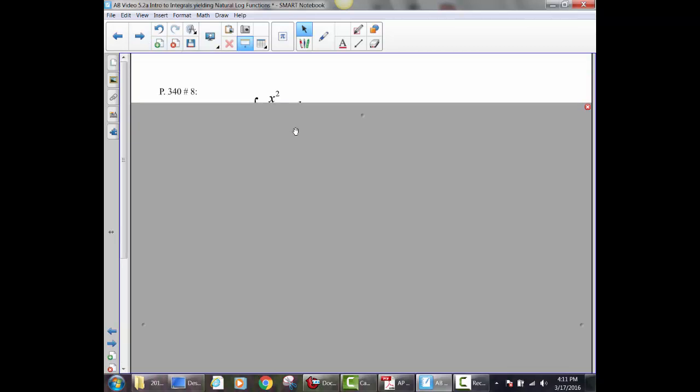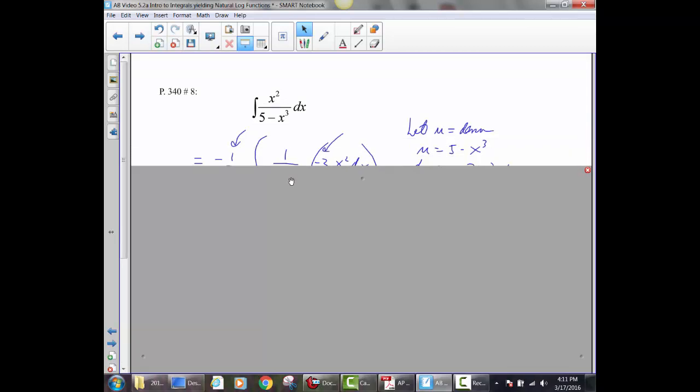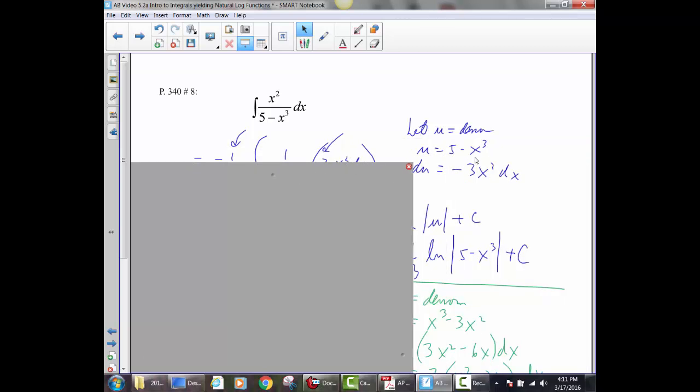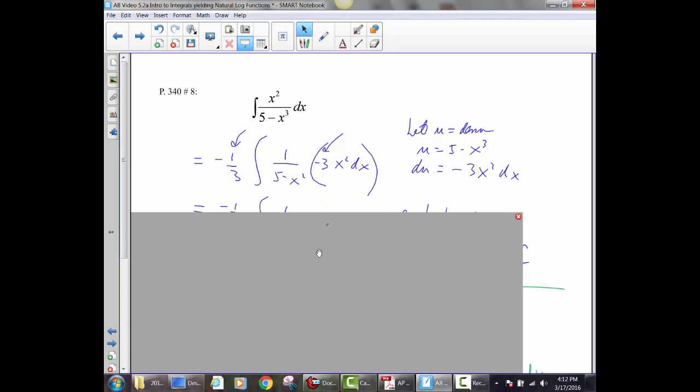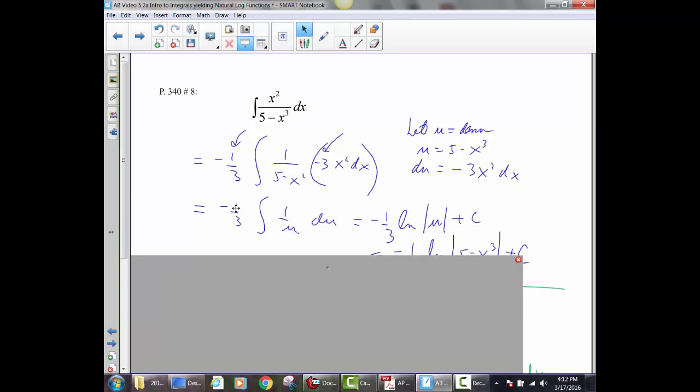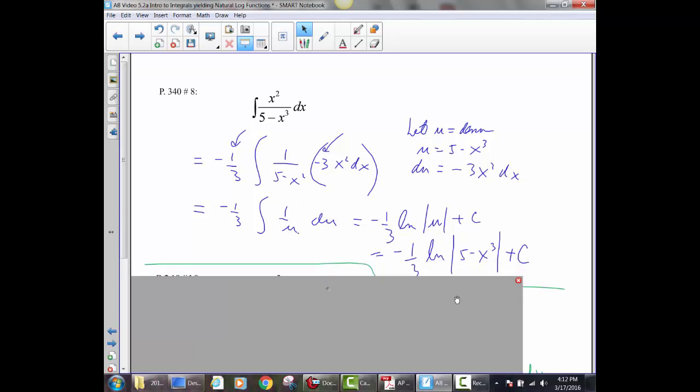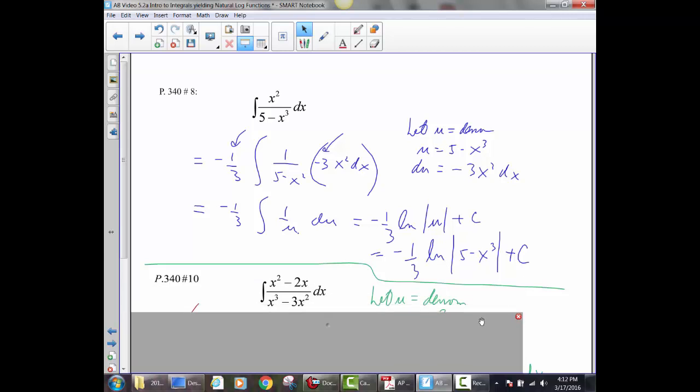Okay, over here again, let u equal the denominator, which is your 5 minus x cubed. Your derivative of 5 minus x cubed is negative 3x squared dx. So what's nice is you already have the x squared dx. All you're missing is the negative 3. Introduce it and counteract. You now have negative 1/3 integral 1 over u du, which is negative 1/3 ln absolute value of u plus c, which is negative 1/3 ln absolute value of 5 minus x cubed plus c.